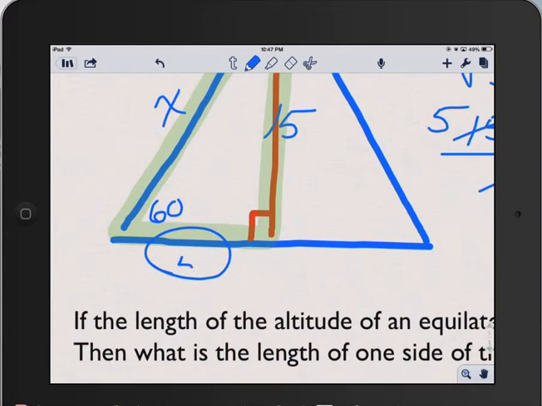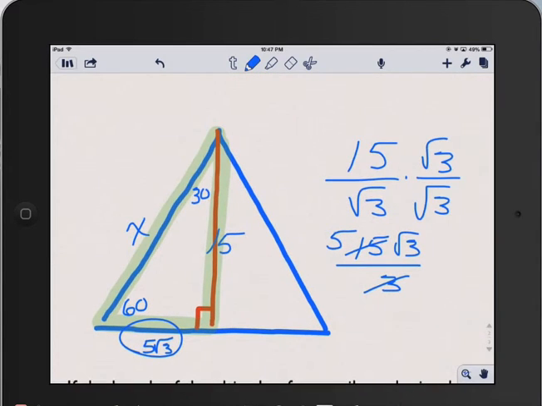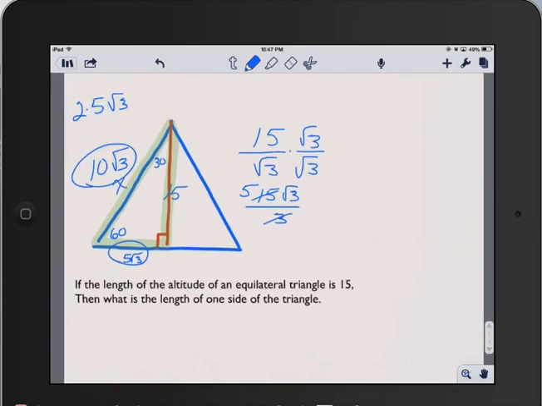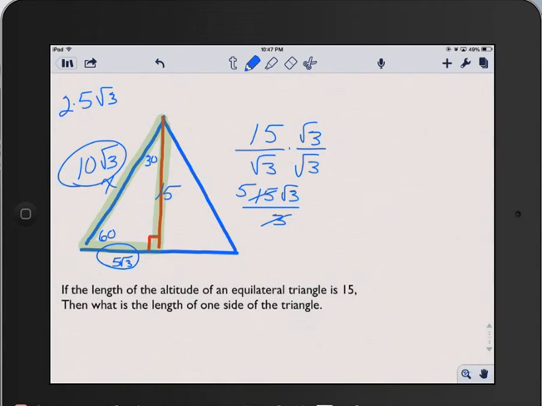which gives you 5 times square root of 3 for the shorter leg. The hypotenuse, which is also the value for x, a side of the original triangle, is that number, 5 times square root of 3, doubled. So 2 times 5 is 10. We get 10 times square root of 3 is the value for x, which also answers the question.